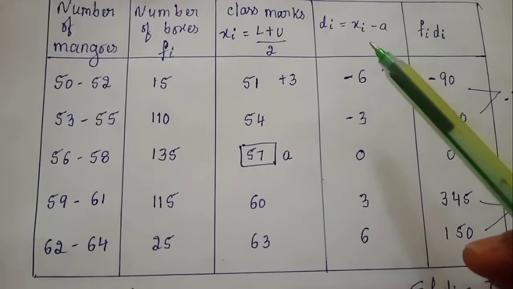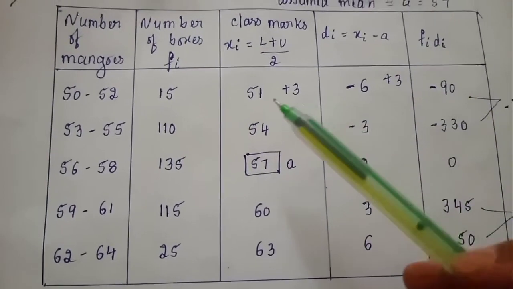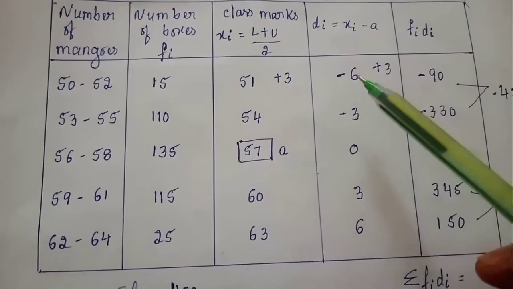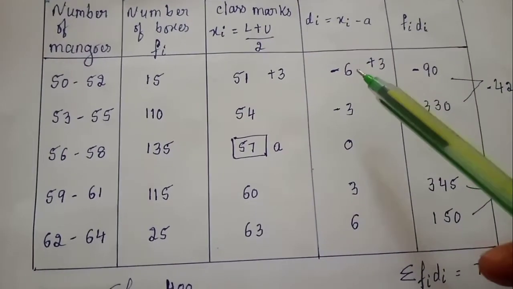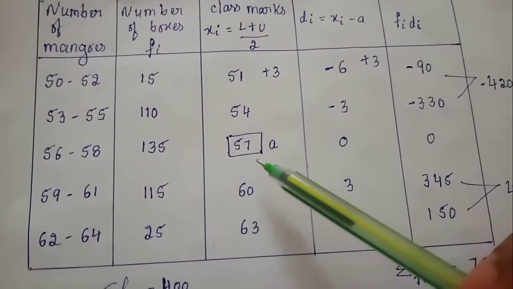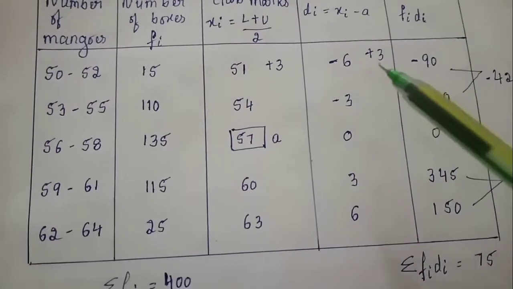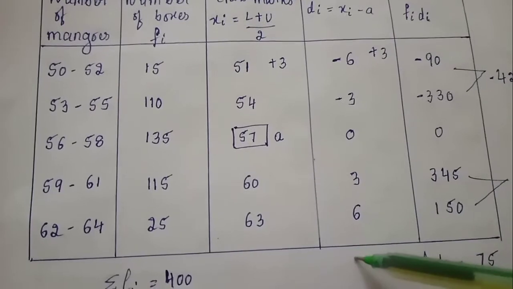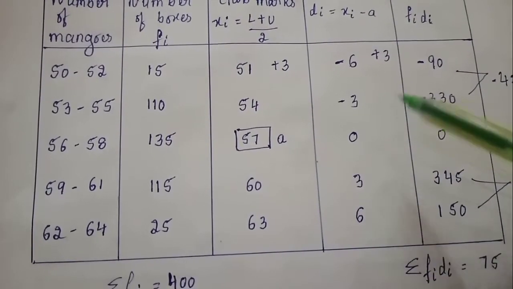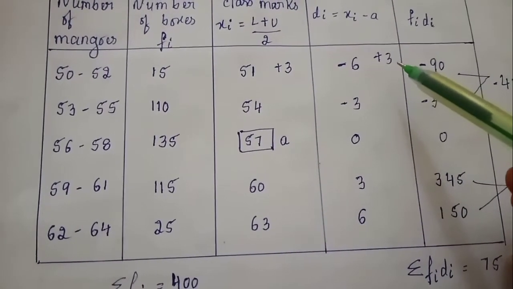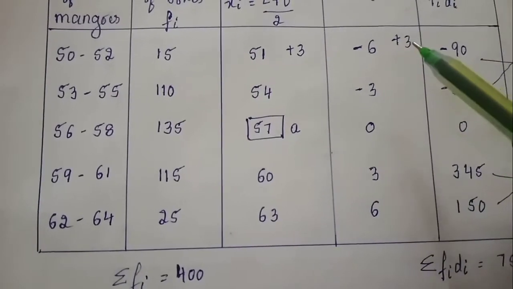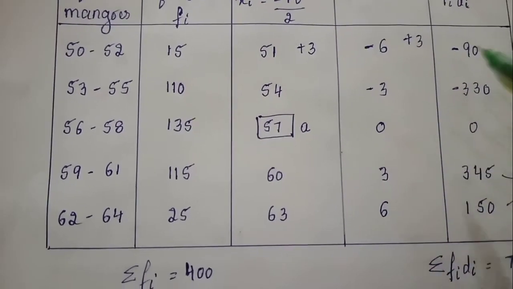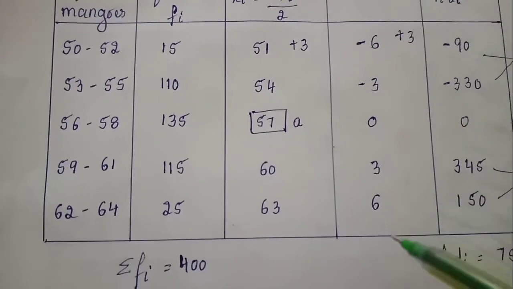Now di equals xi minus a. xi is 51, a is 57. Be careful here, at the start you will get a negative value. 51 minus 57 is minus 6, and similarly, as I said for xi where we add 3, here also to get the remaining values of di we can add plus 3, that is the class size. Minus 6 plus 3 is minus 3. Minus 3 plus 3 is 0. 0 plus 3 is 3. 3 plus 3 is 6.